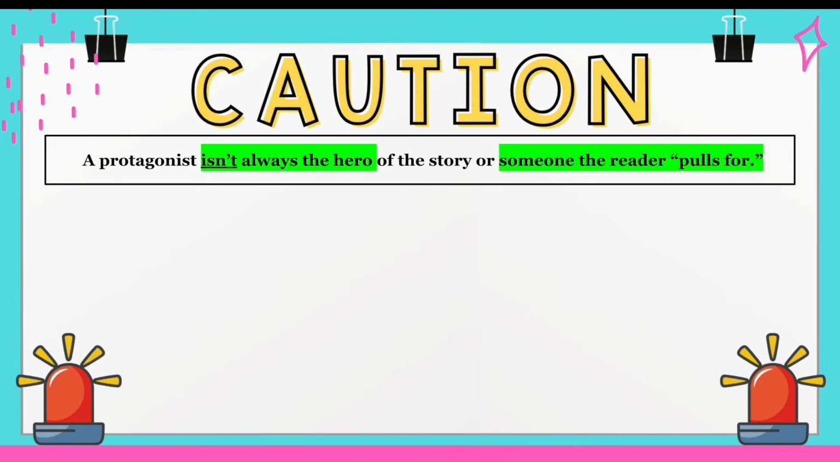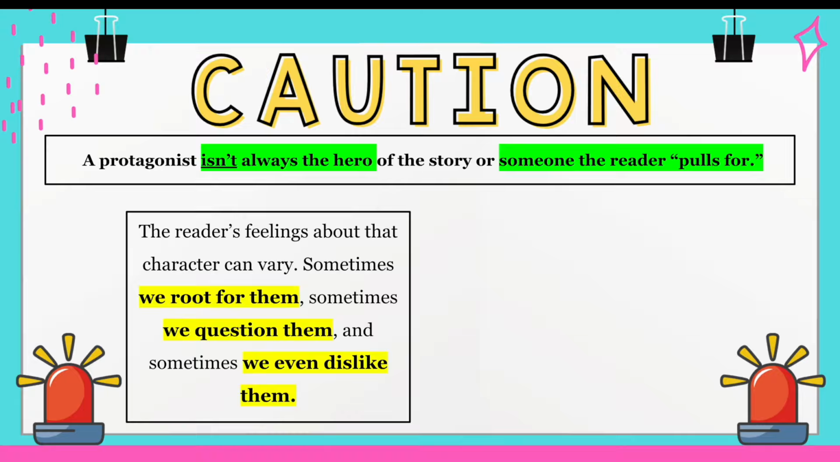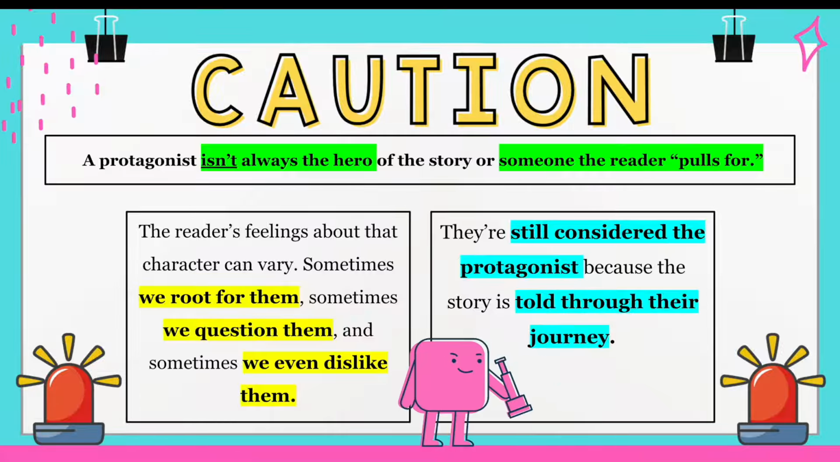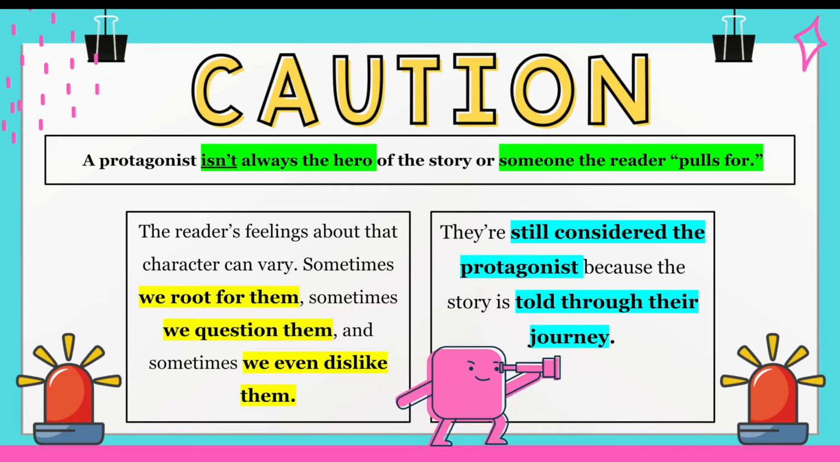Now, I do want to caution you though. Sometimes we have heard in the past that the protagonist is the hero of the story or the "good guy," but that's not always the case. The protagonist isn't always the hero. It's not always someone that we pull for as a reader. Sometimes our feelings about these characters can vary because we have flawed characters, just like we have flawed people in this world. So sometimes we root for them, and sometimes we question them, and sometimes we might even dislike the protagonist, and that's okay. That makes for an interesting story, I think. But it's important to know they're still considered the protagonist because the story is told through their journey.